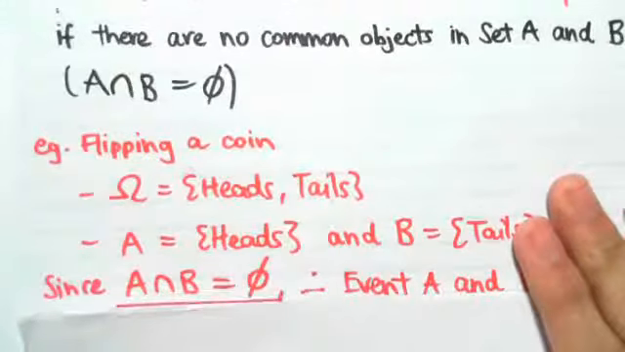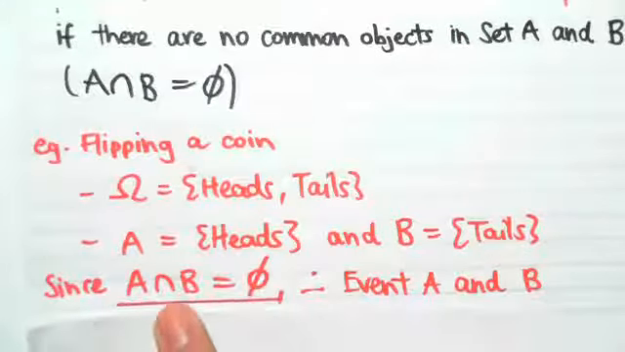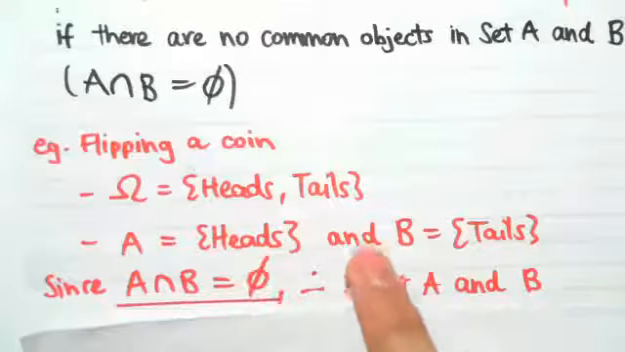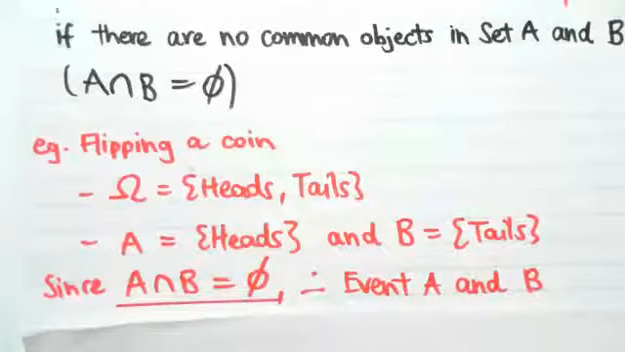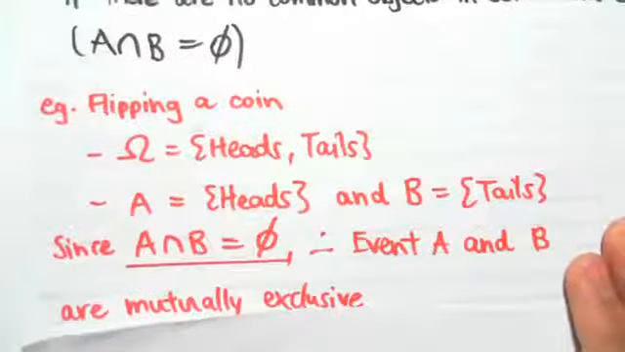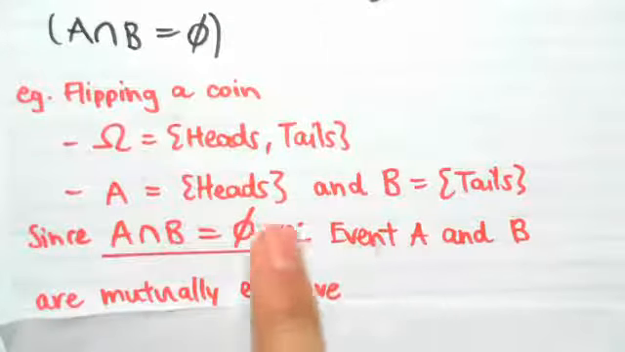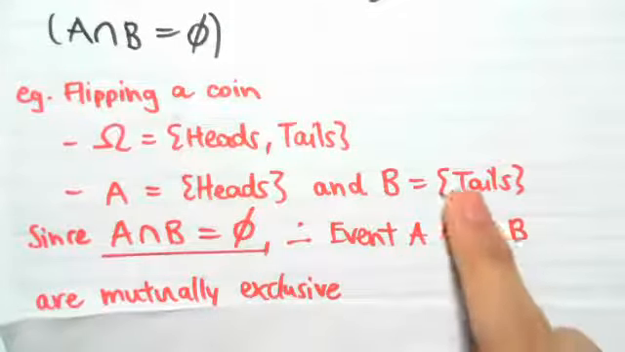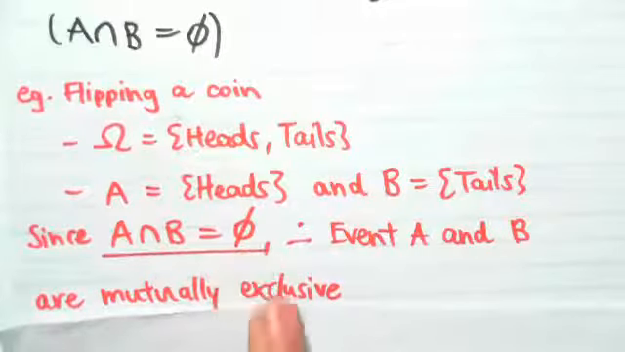So we can say something about A and B, which is that the intersection of A and B is the empty set. That means A and B have nothing in common, because A is equal to heads and B is equal to a different member, which is tails. So we can conclude that events A and B are mutually exclusive. What that means is that the event of getting a head and the event of getting a tail are mutually exclusive, because A intersection B is the empty set.